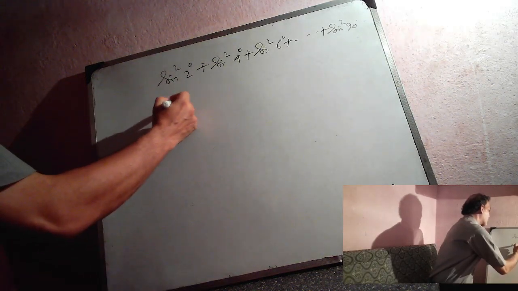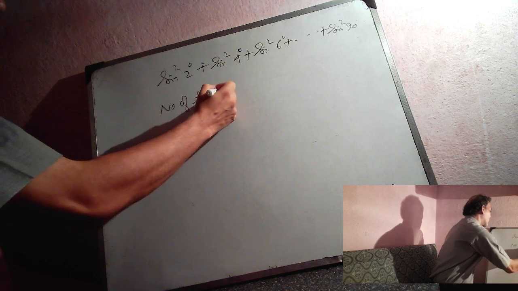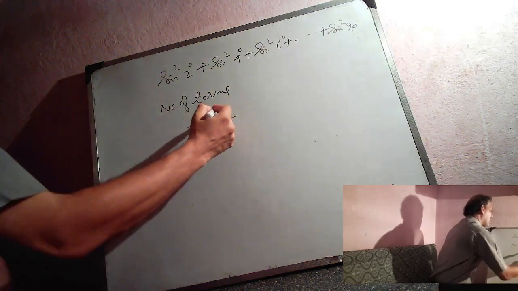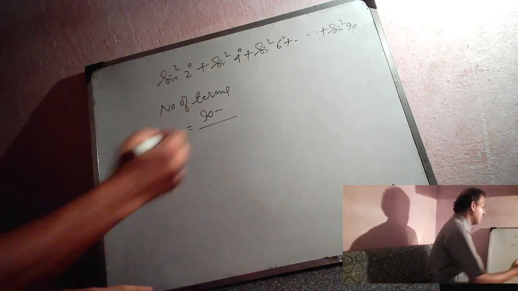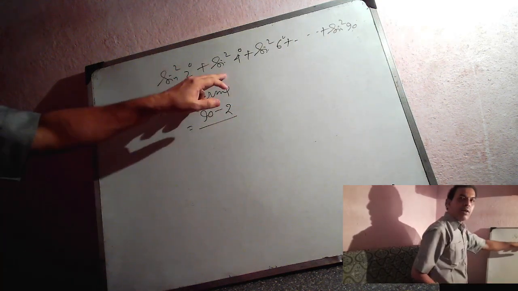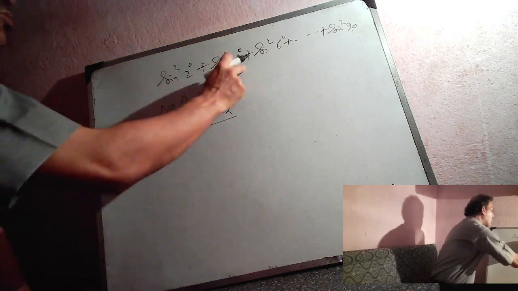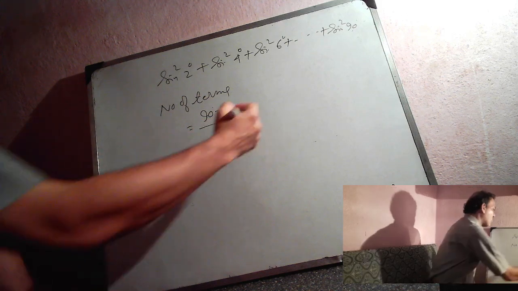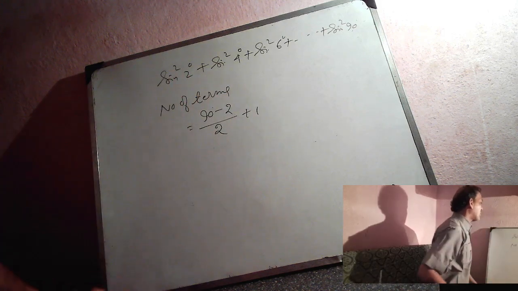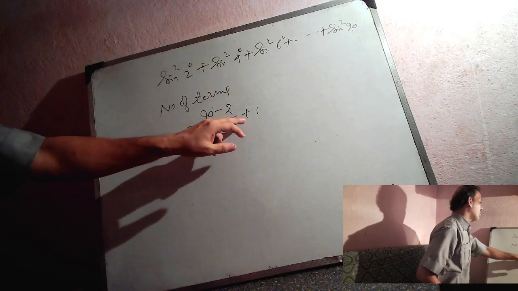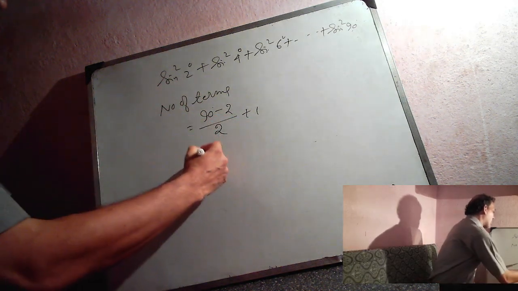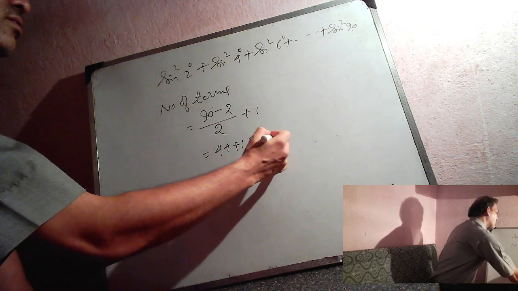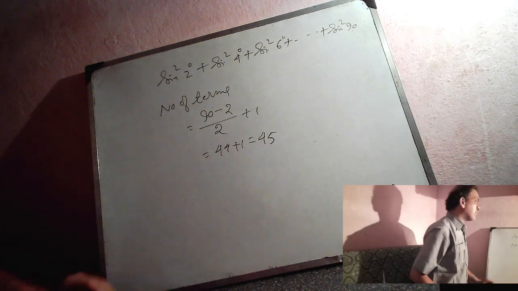Total number of terms will be last term, which is 90, minus first term, by difference. There is a gap of 2, so divide by 2 plus 1. We have excluded this, but 2 is there, that is why we have to add plus 1. 88 by 2, 44, plus 1 equal to 45. So there are 45 terms.